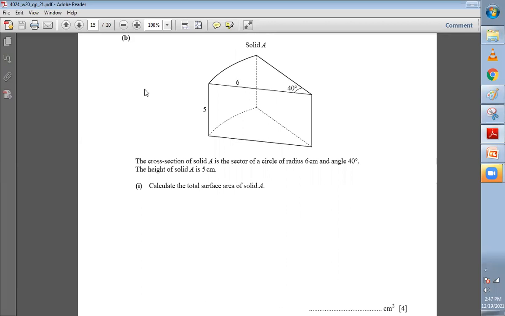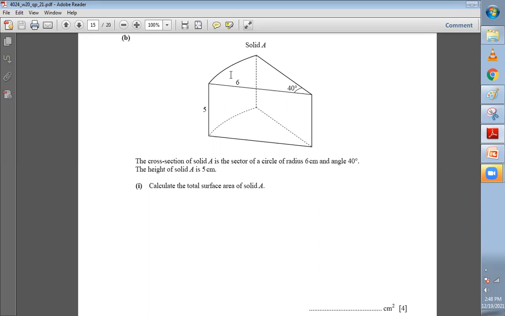The formula is very simple, remember that formula. The total surface area of the prism is equal to 2 multiplied by the base area plus the perimeter of the base multiplied by the height of the prism. The base area is this top, and I can find out the area of this. It's a sector. The formula is theta divided by 360 multiplied by pi r square. Here the theta is 40 degrees, the radius is 6.